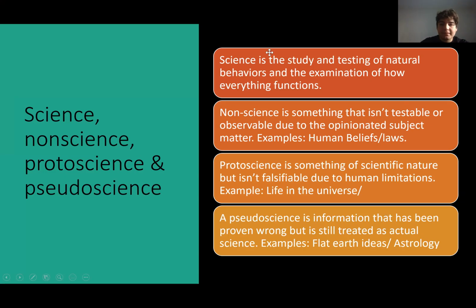First, we must go into the four sciences. We have regular science, which is the study and testing of natural behaviors and the examination of how everything functions. A non-science, which is something that isn't testable due to being based off of an opinionated subject matter. A proto-science, which is something of a scientific nature but isn't falsifiable due to human limitations. And lastly, pseudoscience, which is information that has already been proven wrong but may still be pushed out as actual science. There are some examples there.